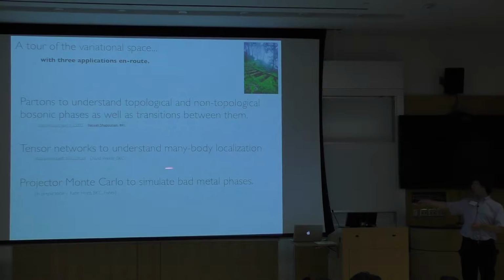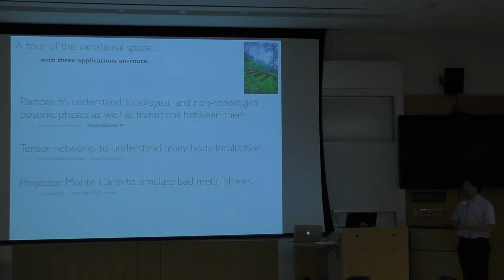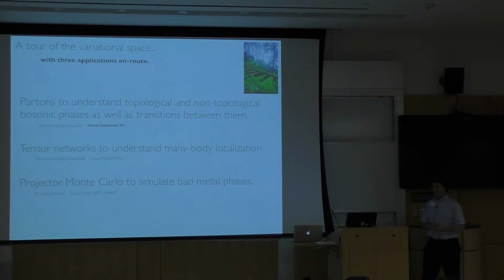The second one is we're going to talk about an application of tensor networks to understand many-body localization. So when we get there sometime in the next half an hour, I'll tell you what many-body localization is, and I'll tell you how we've been able to use tensor networks to understand things. And then this is something I'll talk about tomorrow. We'll talk about how we've been able to use projector Monte Carlo, which is an extension on variational Monte Carlo, to understand and simulate a bad metal phase. And so these are respectively done with my student Hassan, with my colleague David Pekker, and with Matthew Fisher and Katie Hyatt.